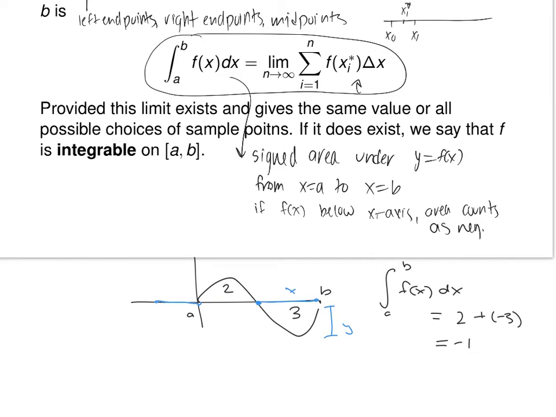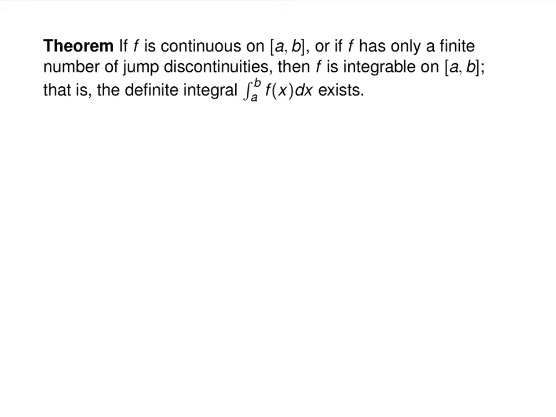Okay. And so here's the theorem that you use. If you have a function that's continuous, or if your function has a finite number of jump discontinuities. Do you guys know what jump discontinuities are? The things where it does stuff like that. Like imagine a step function. Then the function is integrable, and that integral, or that area under the curve, exists.